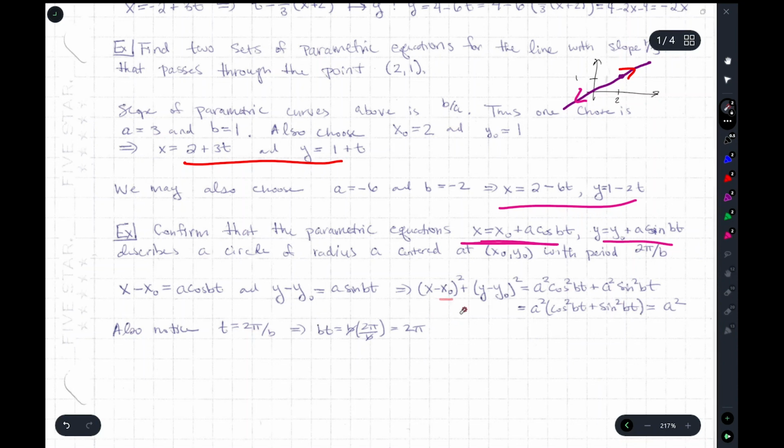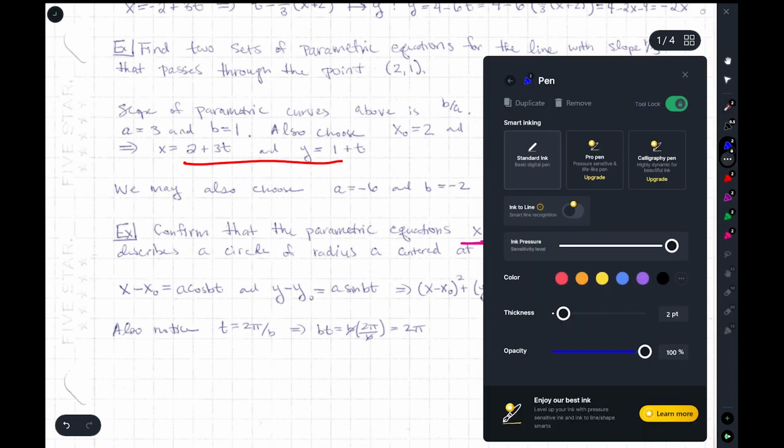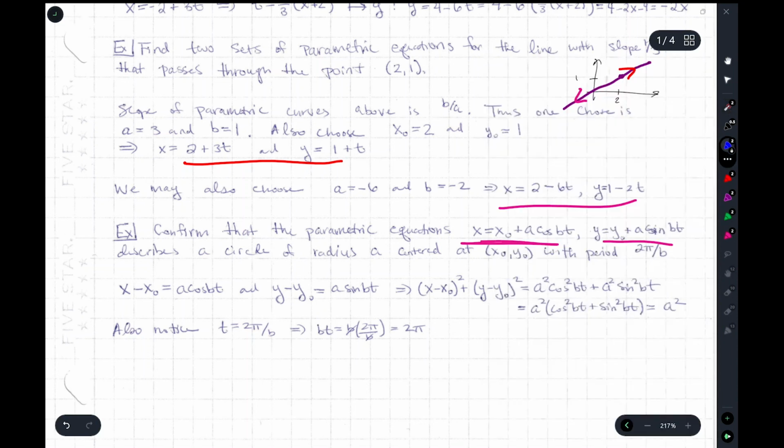Now, when we square and add these together, we get this result. Factor out an a squared, and you'll get cosine squared bt plus sine squared bt. Well, that's just equal to 1, right? This part here is equal to 1. And so your final result is a squared.